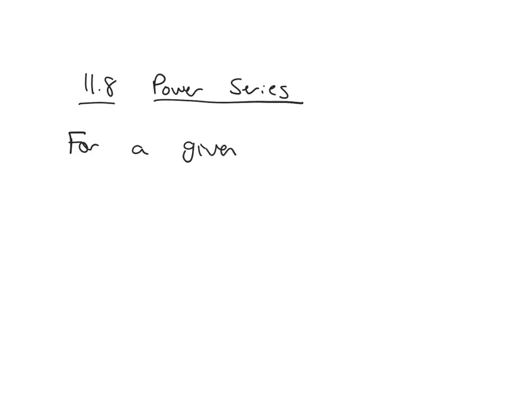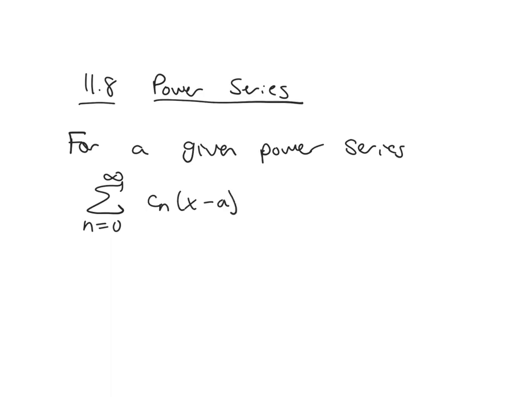We're still in 11.8 on power series. And at the end of class last time, we summed up what we learned from our examples that we did. So I want to do that again for a given power series. So the formula again is the sum from n equals 0 to infinity of c_n times (x minus a) to the n.